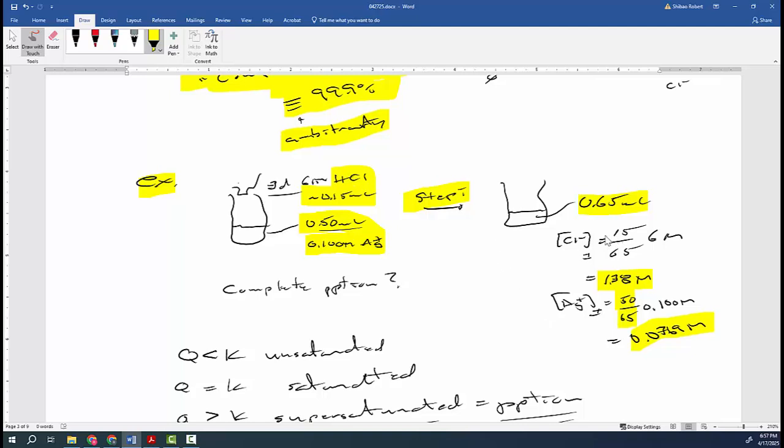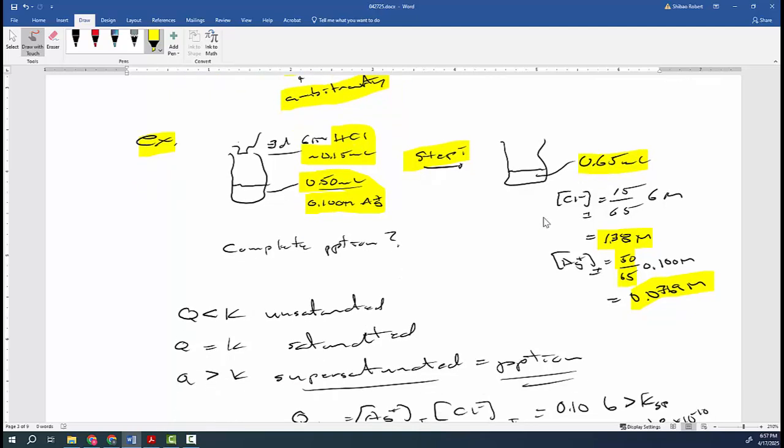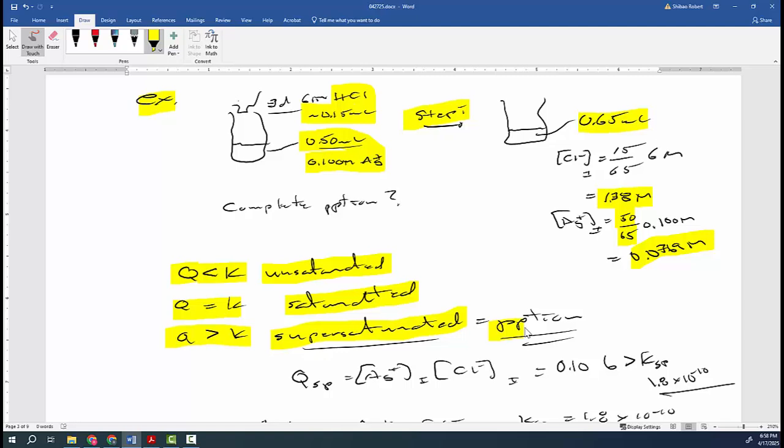Now, what we want to do is figure out, will we get a precipitate? That is, is this going to shift to the left? What's going to happen here? So we can do a Q test. In the Q test, we look at Q. If it's less than K, it's unsaturated. If it's unsaturated, we're going to get no precipitation because we have plenty of space in solution. If Q is equal to K, it's saturated. And if it's saturated, nothing's going to happen until we go supersaturated. Supersaturated is a condition where we have Q greater than K. And when Q is greater than K, we're going to get precipitation.